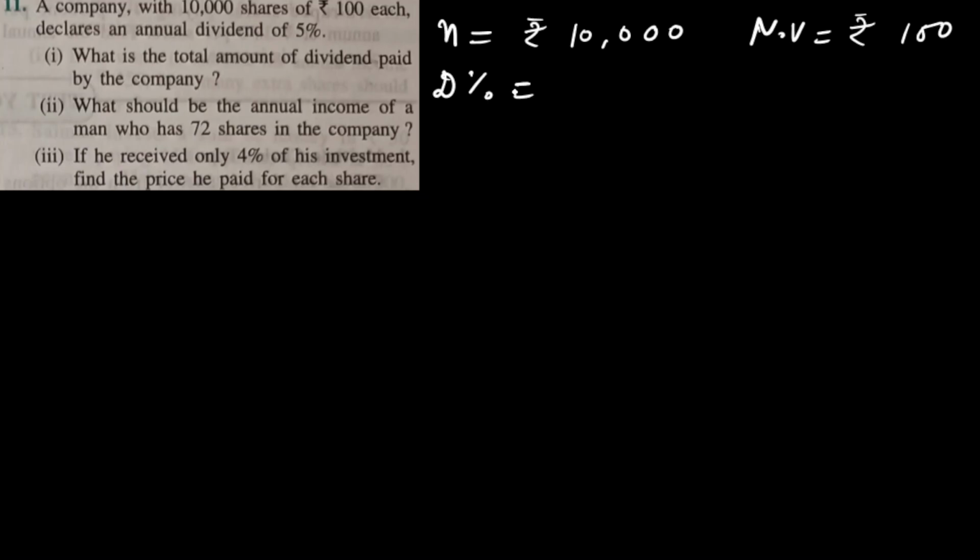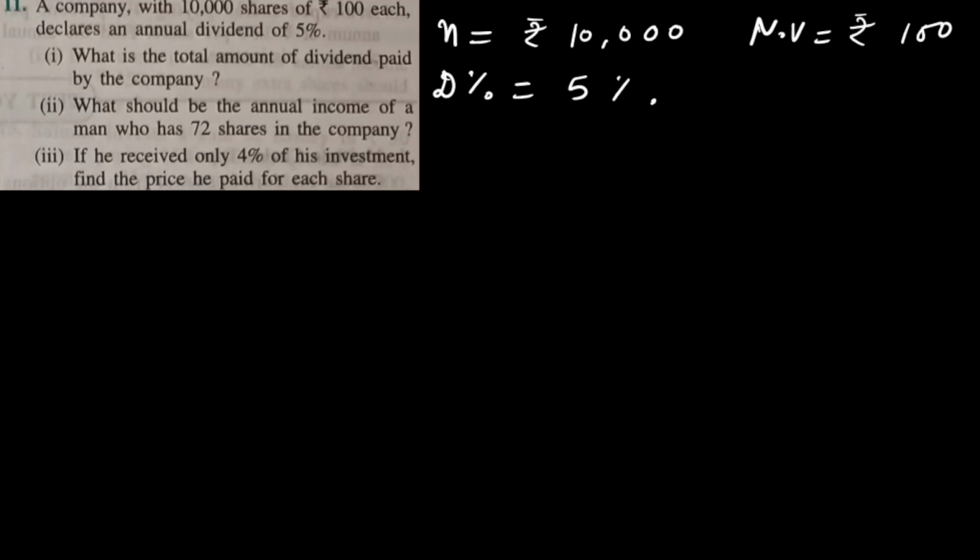11th question. A company with 10,000 shares. So the number is given to us, N is equal to 10,000, rupees 100 each. So what is the nominal value? Shares of rupees 100 each, that means it's the nominal value. It's not the buying cost. It's not the market value. Nominal value is 100. Declares an annual dividend of 5%. So the dividend percent is also given to us. This is 5%.